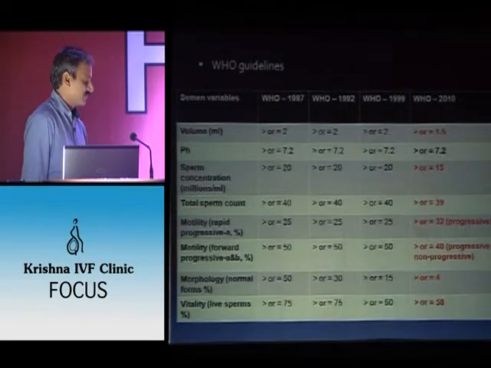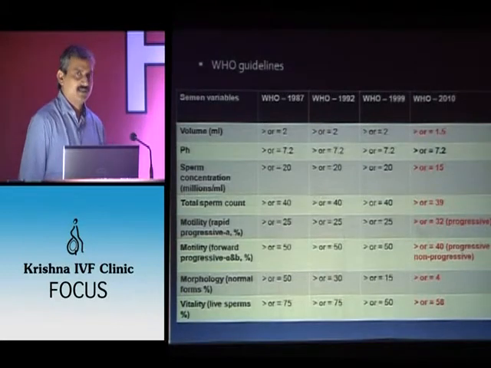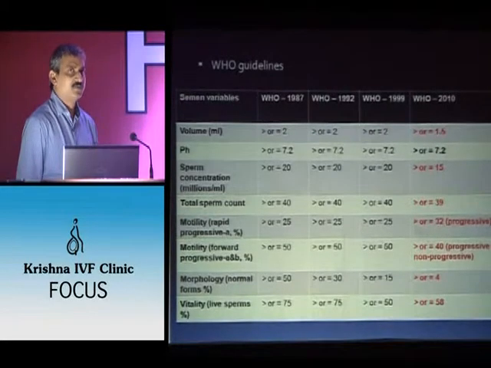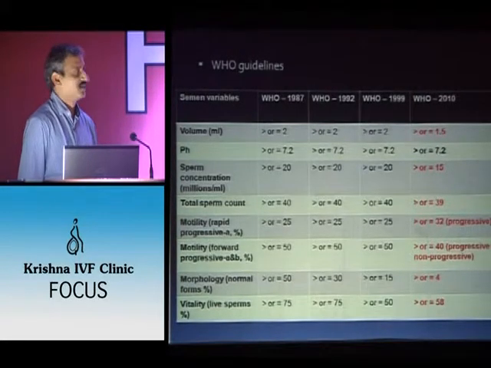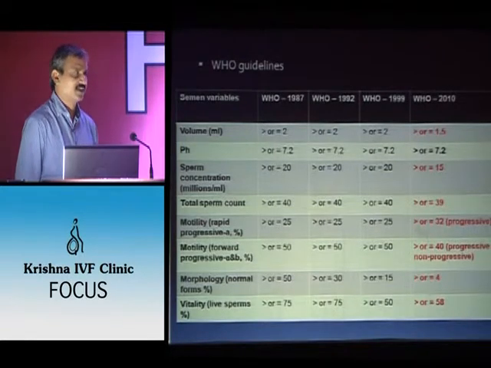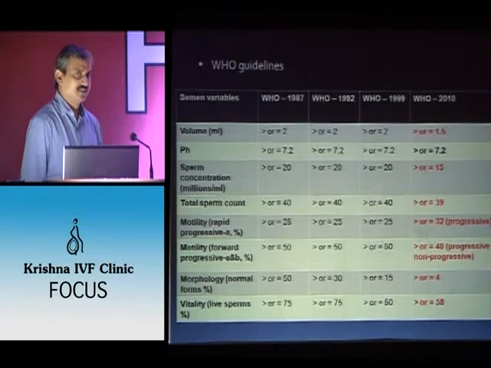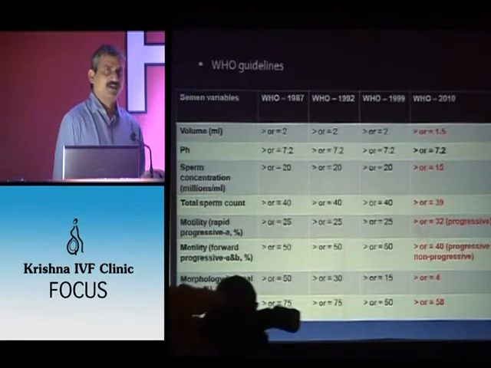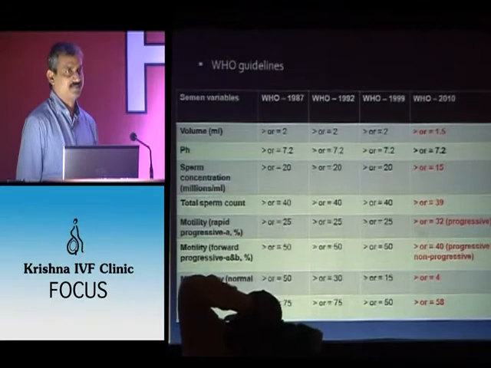And interestingly, now they say at least 4% normal forms should be there in a given semen sample. Earlier it was 50%, now they are saying 4%. So this stresses the need for accurate and precise semen analysis to be done.